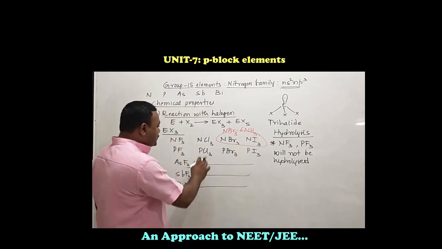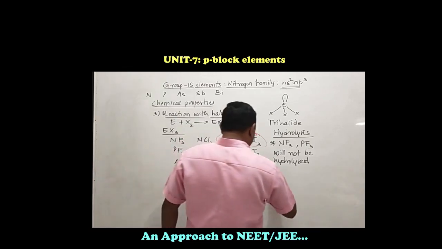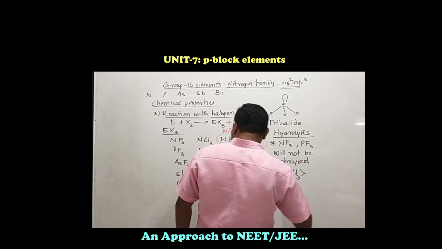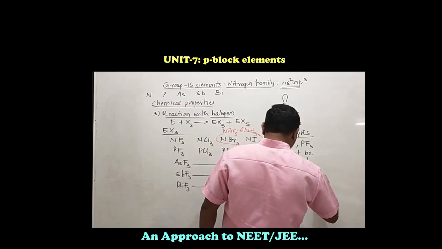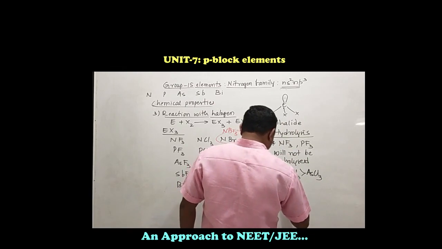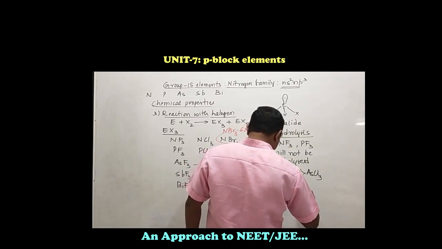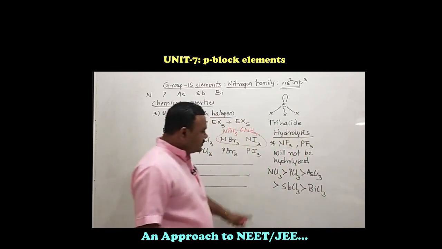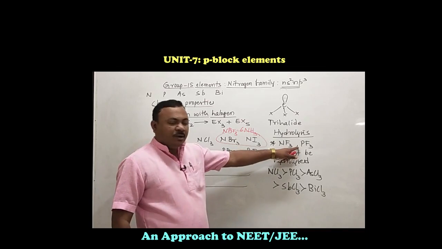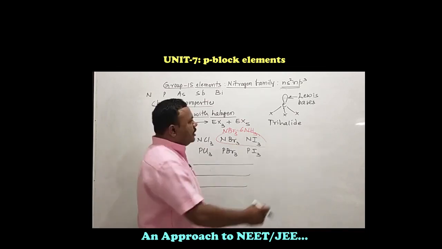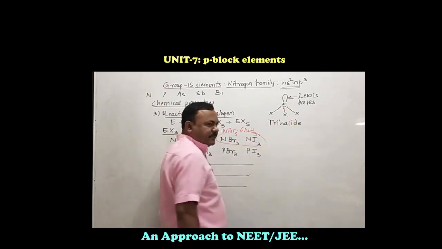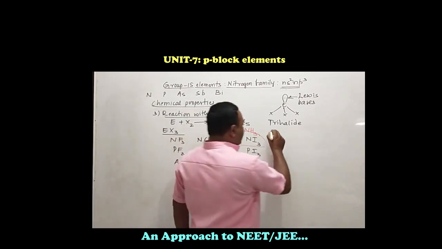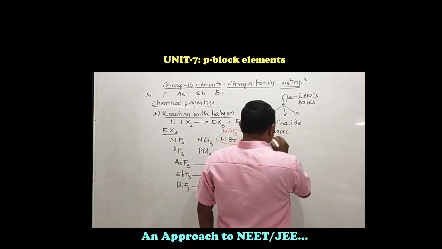And when you compare the hydrolysis of NCl3, PCl3, etc., just look at the order. NCl3 hydrolyzes more easily than PCl3, and this undergoes hydrolysis more easily than AsCl3. It undergoes hydrolysis more easily than SbCl3, and this undergoes hydrolysis more easily than BiCl3. Remember this order and remember these two compounds on a hydrolysis reaction. Due to the presence of lone pair on the central atom, the trihalides are capable of acting as Lewis bases. And you see the basic character of all these trihalides.